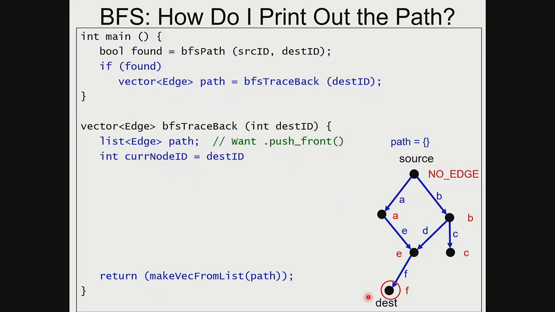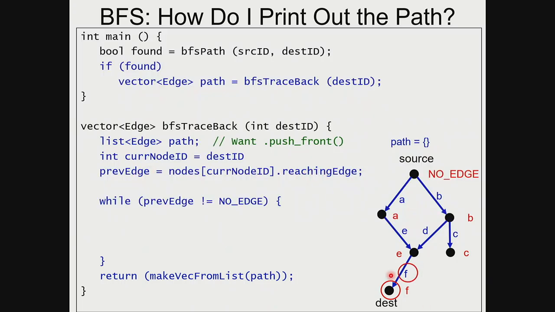So we are starting here at the destination node, and what do we know? We know that the previous edge, or how we got to the destination, is through edge F, right? So I store something called previous edge. Again, this is pseudocode, and we use the information that we stored in the previous algorithm. So remember, in the previous algorithm we have this global node data structure, and each one is storing the edge that we used to reach that node. So we define the previous edge to be the reaching edge. In this case, it is going to be F, right?